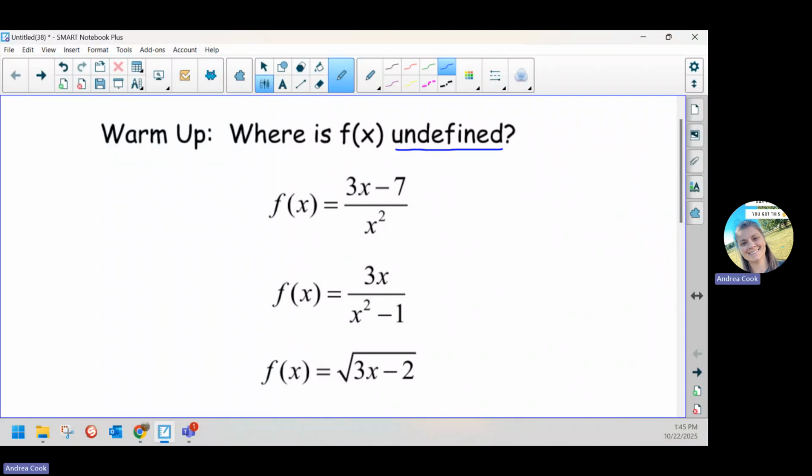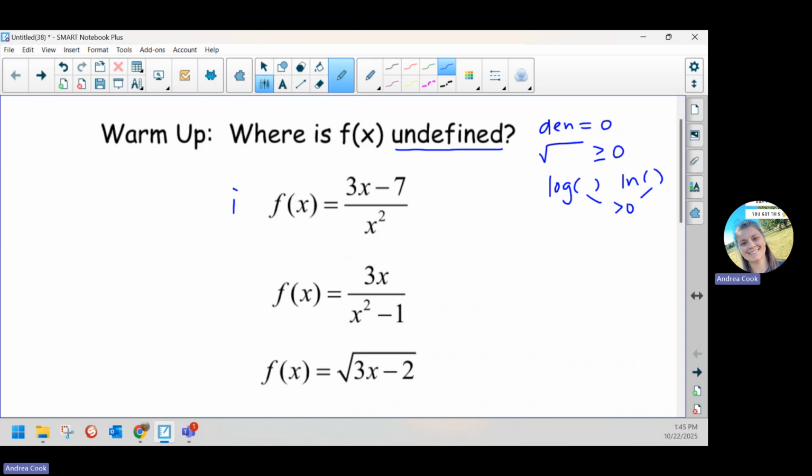Where is a function undefined? Well, if you have a fraction, it's where the denominator is equal to 0. If you have a square root, what's under the square root has to be greater than or equal to 0. And if you have a log or ln, what's next to it has to be greater than 0. So this stuff here has to be greater than 0.